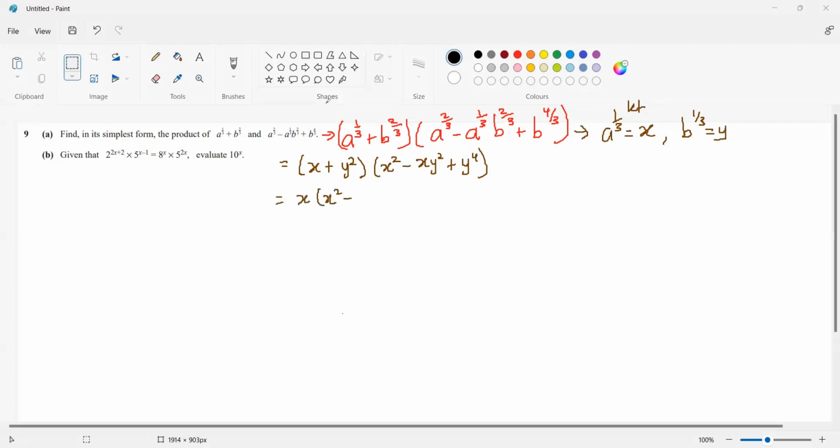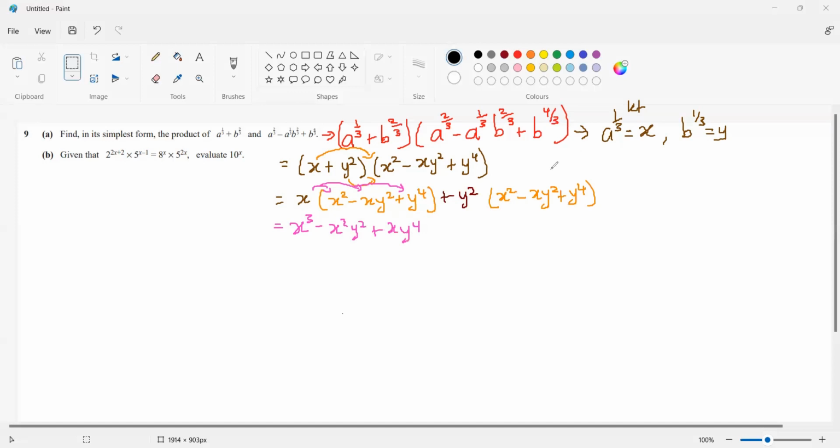That means we group this bracket. Maybe I'll use an orange change of color to show that. x multiplies with this entire bracket, so we group it like that, because everything from the first bracket is multiplied with everything from the second bracket. That means plus y squared like that. Ta-da! So y squared is now grouped with this entire bracket, x squared minus xy squared plus y to the power of 4. Okay, let's multiply this further. So this becomes x cubed minus x squared y squared plus xy to the power of 4.